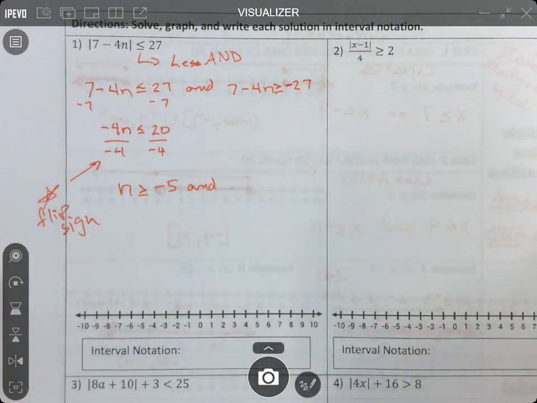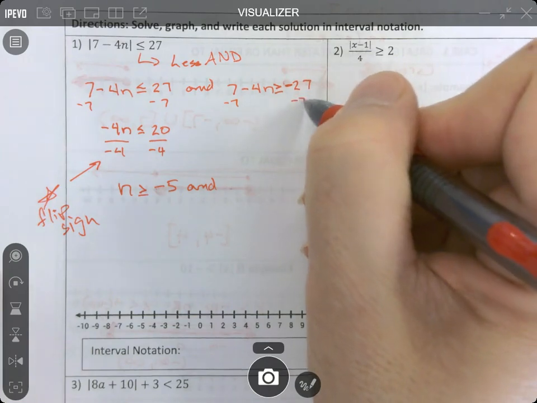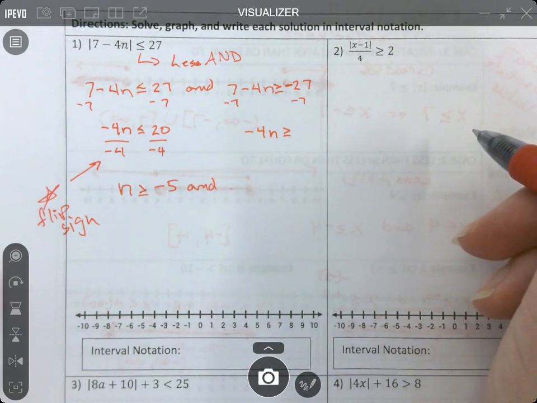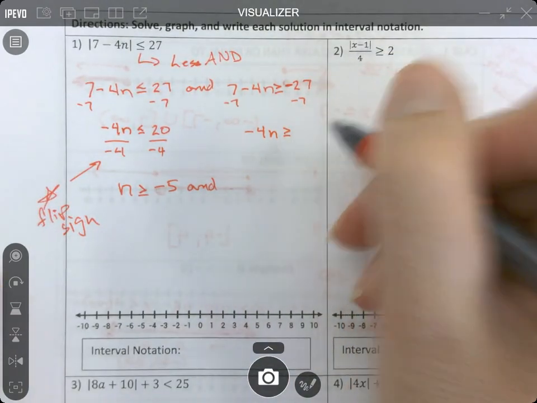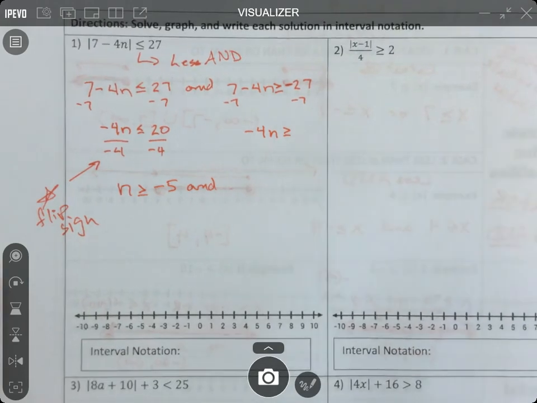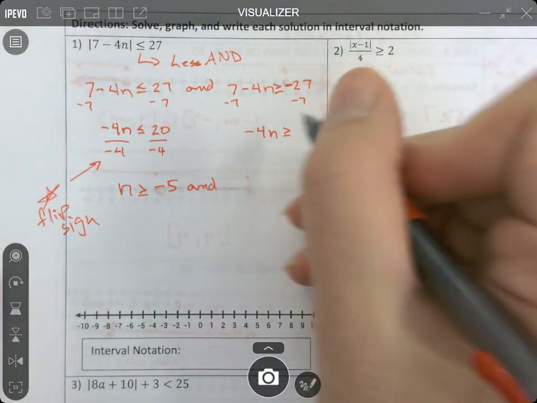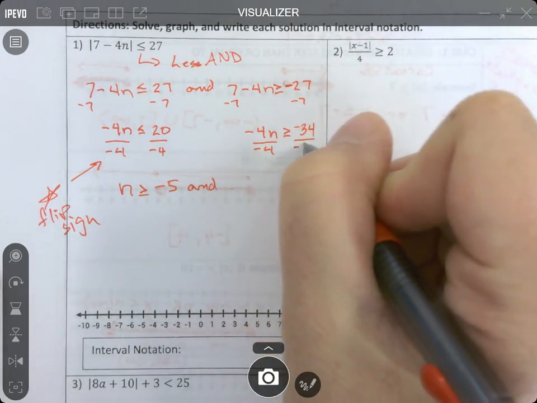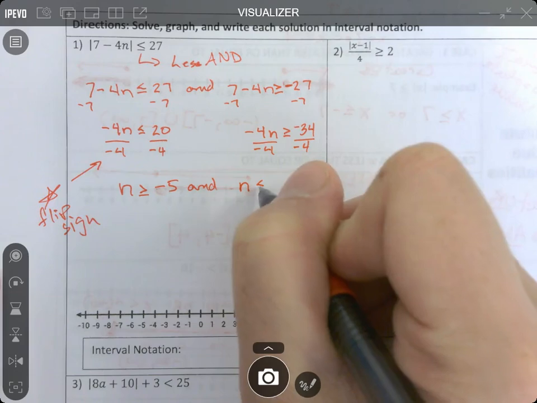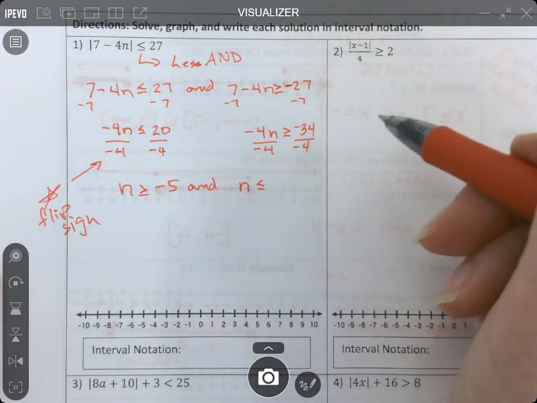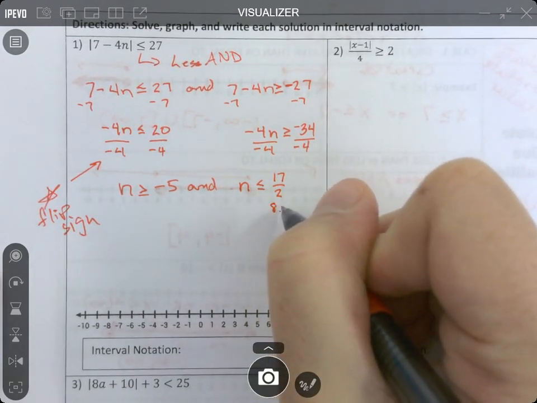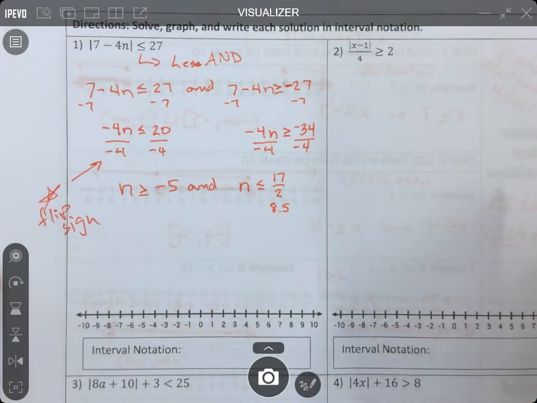And subtract 7. Negative 4n is greater than or equal to, what was it, negative 34? Am I being smart or dumb? No, what am I doing? Yeah, negative 34. I'm dividing by a negative again. So n is less than or equal to, and then let's reduce our fraction. It's going to be what, 17 over 2? And what is 17 over 2 the same as? 8.5, if that helps our brains.